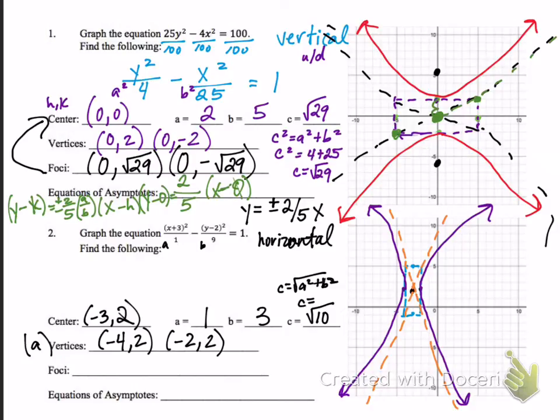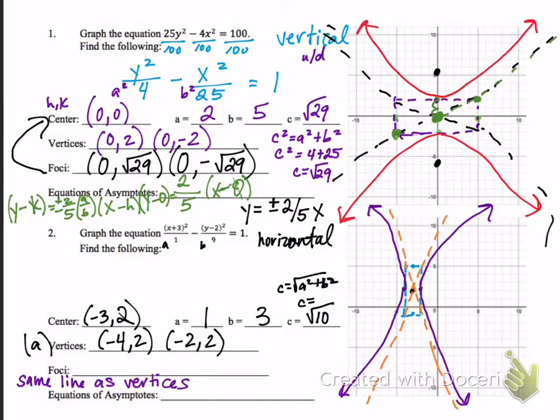The next thing I need to do is find my foci. My foci go from the center. And are they going to be going left, right, or are they going to be going up, down? Left, right. They always go in the same direction as your vertices. So they're on the same line as your vertices. So foci are on the same line as vertices. So I went horizontally for my vertices. I'm going to go horizontally for my foci.